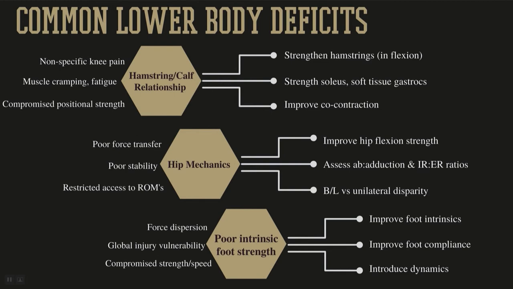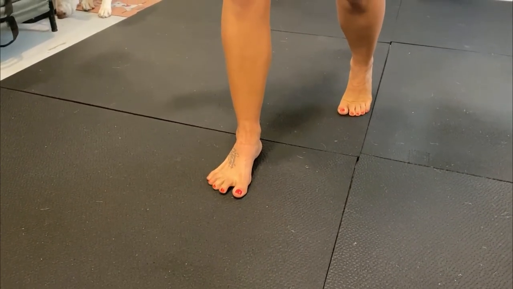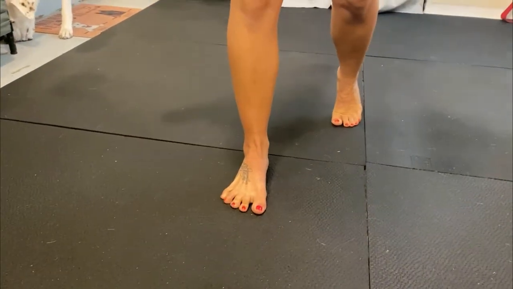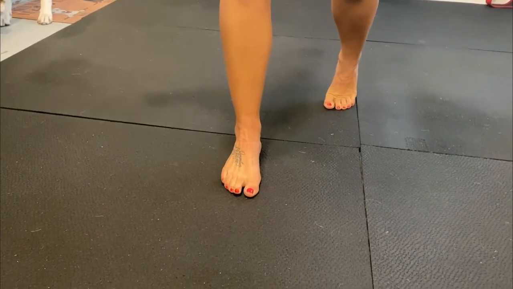This one is much easier to assess and see, and then also clean up after the fact or help to stratify our programming. As for the intrinsic foot strength, we want to think first about force dispersion. So our ability to splay and disperse force across the foot upon ground contact or impact. This is literally the starting point for the force acceptance up the chain, and then again force production coming out the opposite direction.